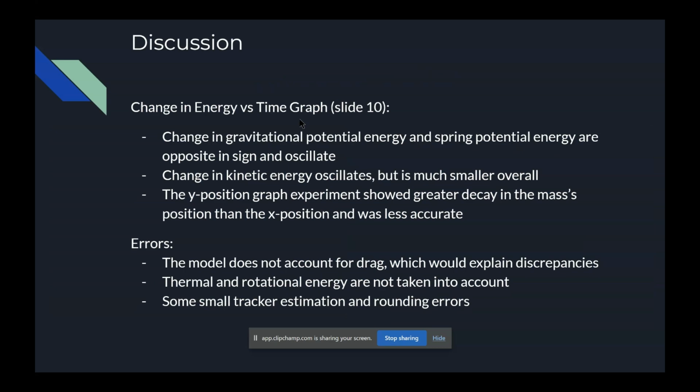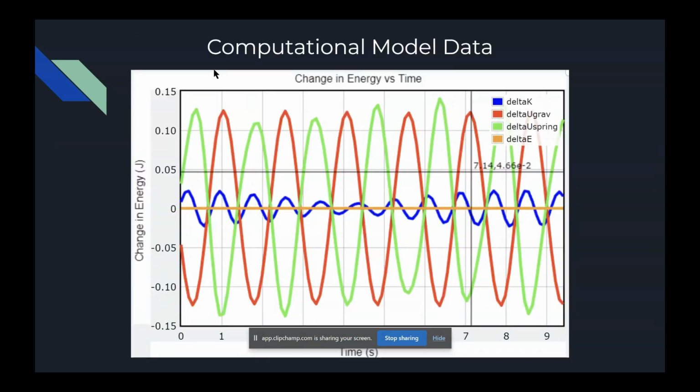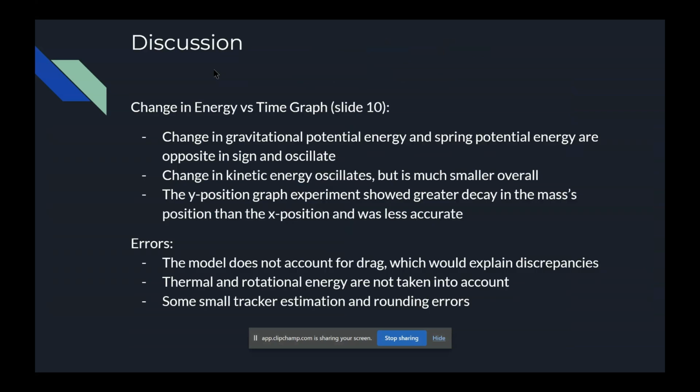Looking at the change in gravitational potential energy and spring energy, you can see that they're always opposite in sign, and they're oscillating. You can see that right there. The change in kinetic energy also oscillates, and it's just much smaller, because it's not moving very much. But it has a lot of tension, still a lot of gravity, of course. The y position graph for the experiment showing greater decay also just demonstrates that it's less accurate, maybe has more error. The model does not account for drag, and it also doesn't account for any thermal or rotational or any other kind of energy transfers. And there's also just some possible user error.